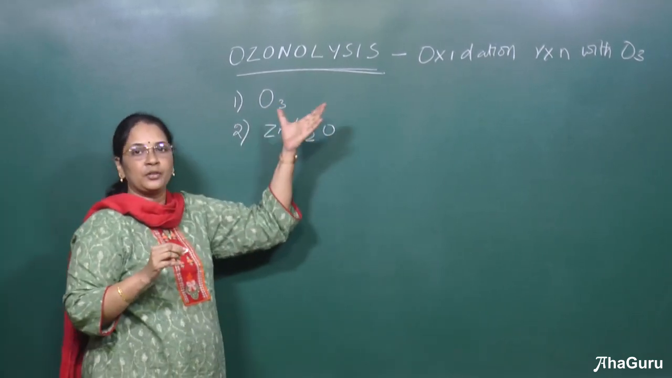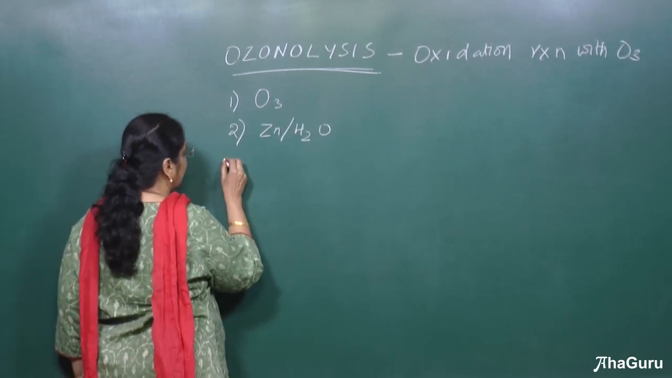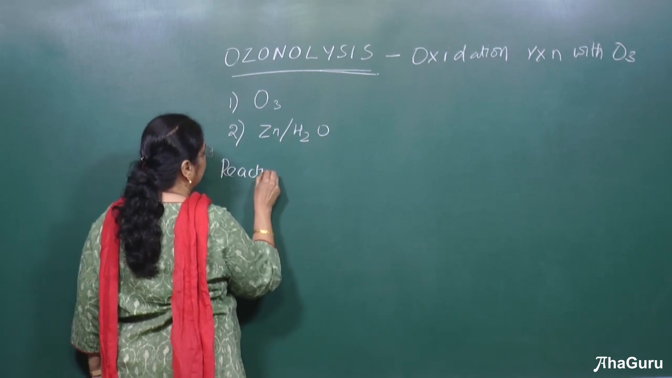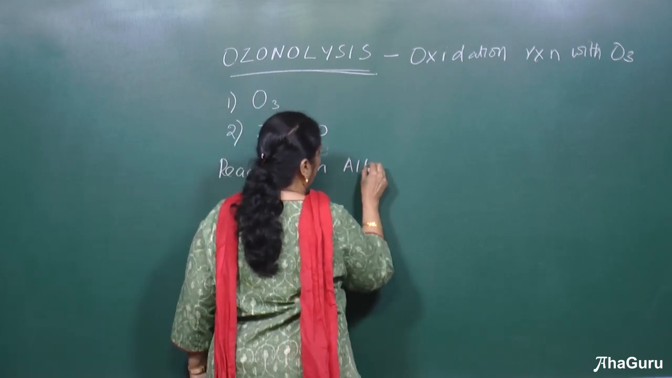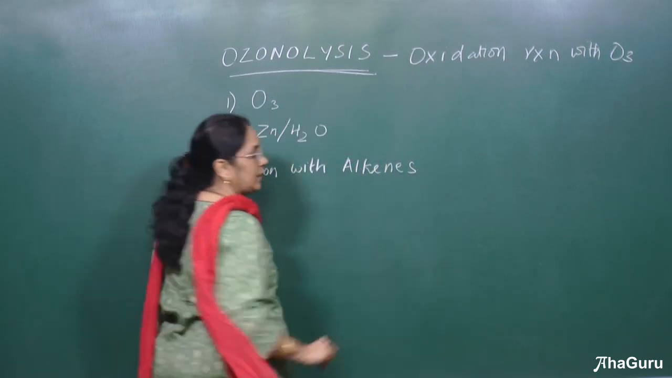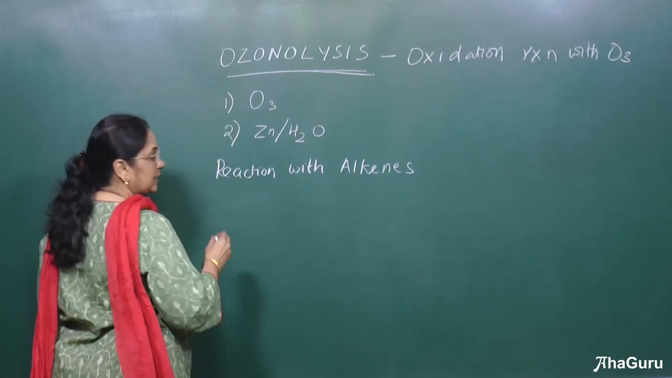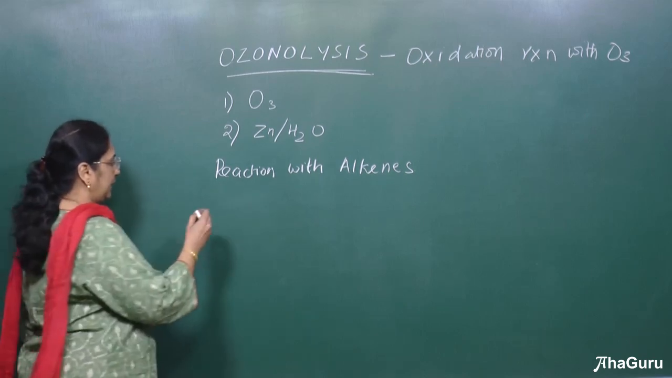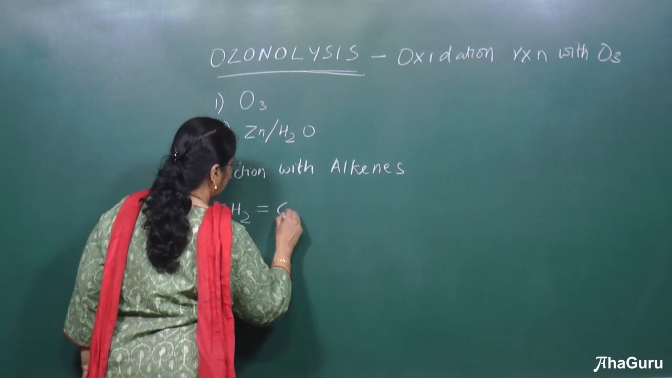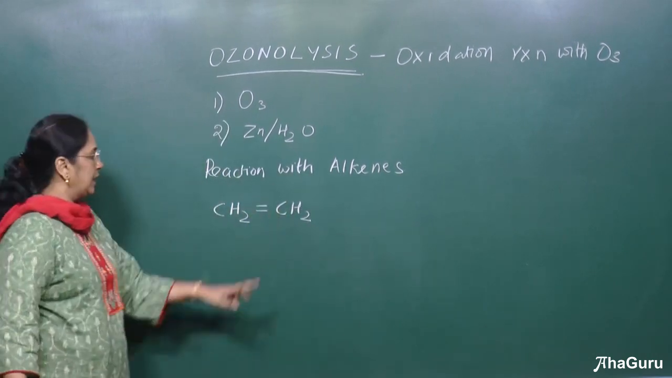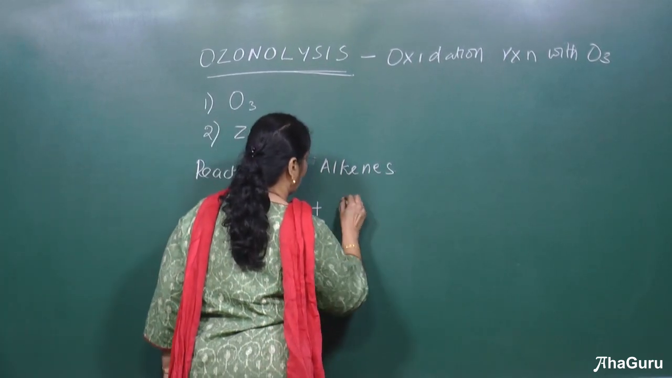So, what kind of compounds will undergo this ozonolysis? Basically it is a reaction with alkenes. Okay. So, now we will start the reaction. First, let us start with a symmetrical alkene, that is ethene, CH2 double bond CH2. Now, what is the first step? We will start by reacting with ozone, that is plus O3.